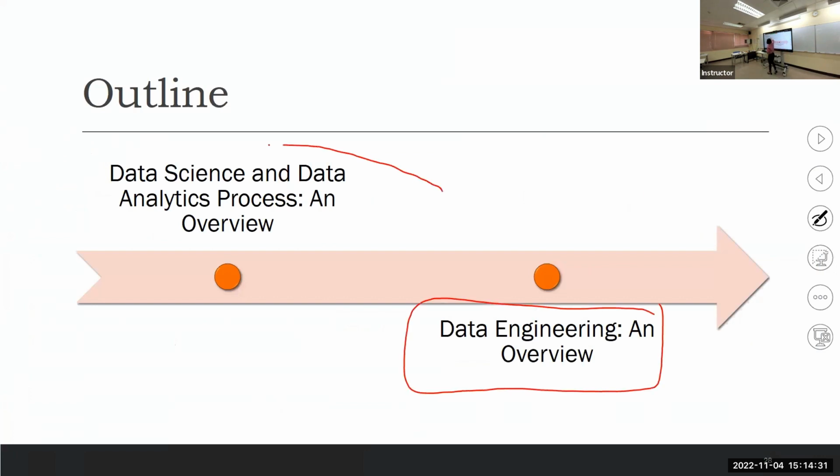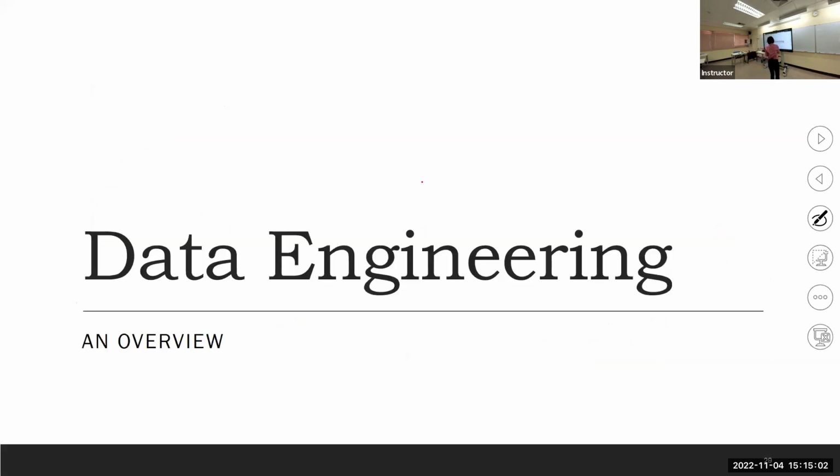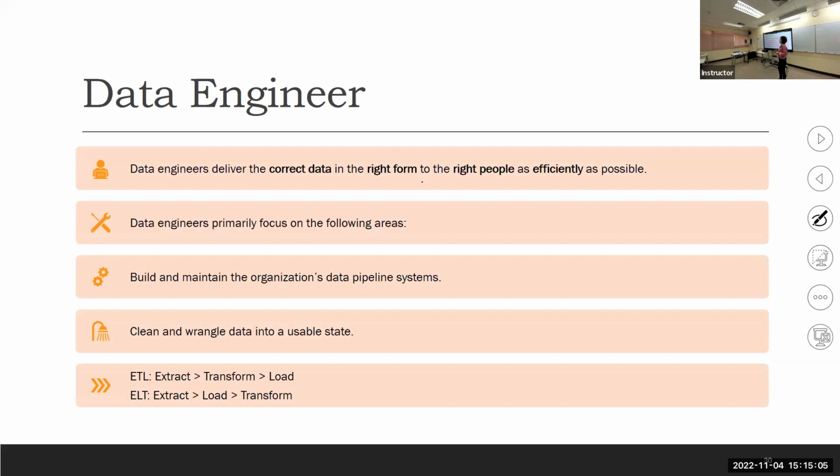Now I'm done with this overview on the data science and data analytics process. So we understand that the entire process involves these activities and tasks. Then we move to the next topic, which is the focus of this particular topic we're learning, and then we do some practice, which is called data engineering. So what does it mean by data engineering?